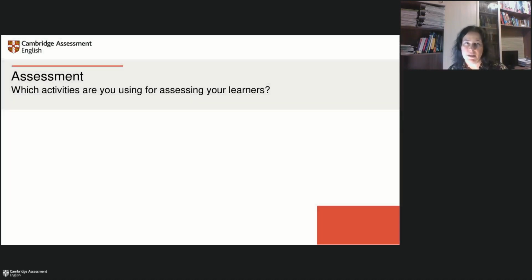So what activities are you using for assessing your learners? So different task types that we can use to assess them. Okay, give me a couple of ideas in the chat box and I'll reveal the list that I've prepared.